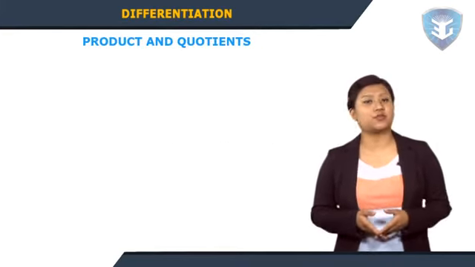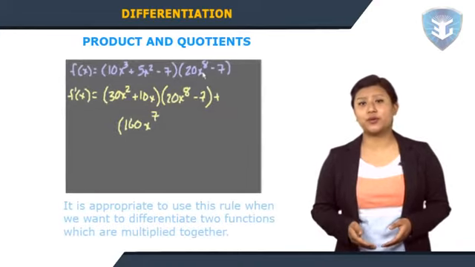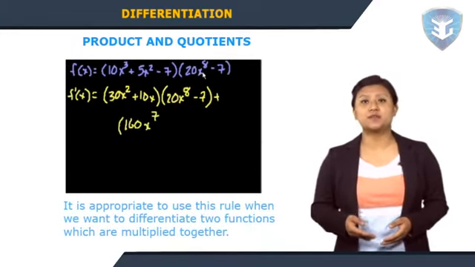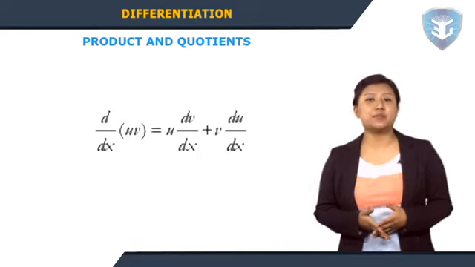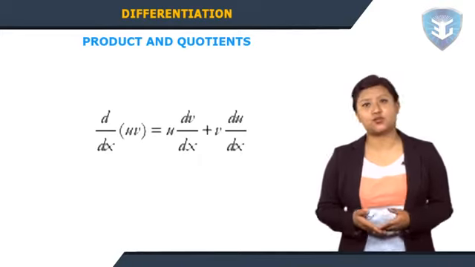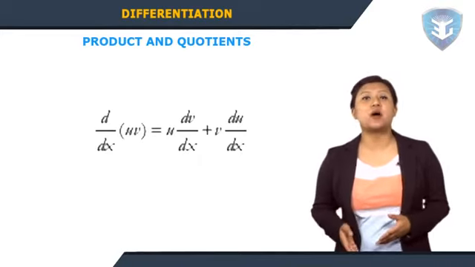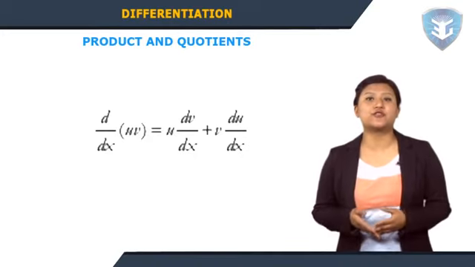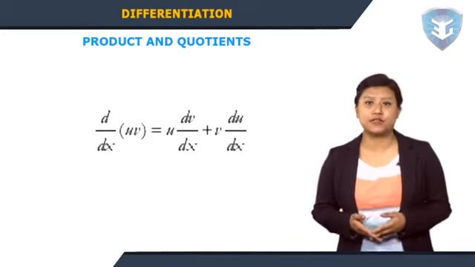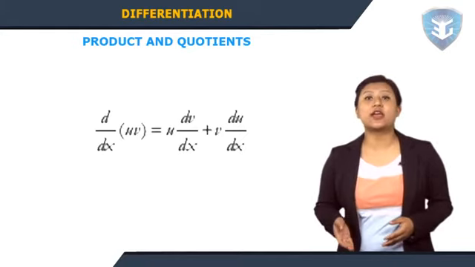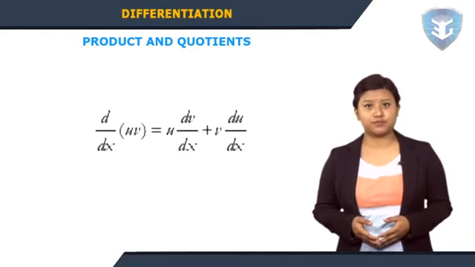Let's discuss the product rule. It is appropriate to use this rule when we want to differentiate two functions which are multiplied together. For example, y equal to e to the power x sine x is the product of the functions e to the power x and sine x. In the rule which follows, we let u stand for the first function and v stand for the second. If u and v are functions of x, then look at the equation written on the screen.